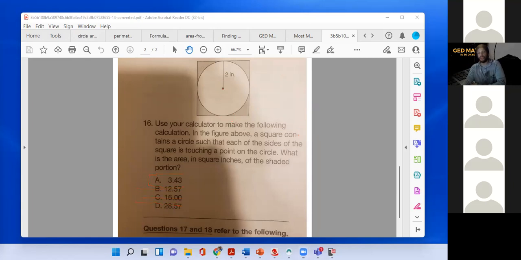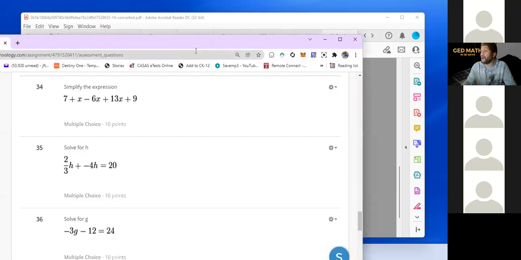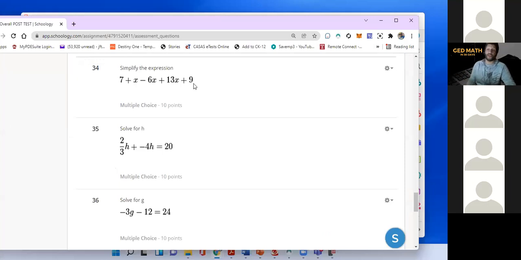Okay, makes sense. Good. Now, another problem that some people had over the weekend. Let me just put that on the screen here. About 5 people got number 35 incorrect. Every single person that tried number 35 over this weekend, I think it was either 4 or 5 people, got this problem wrong. Okay. 2/3 h plus minus 4h is equal to 20. Can everybody see that problem?